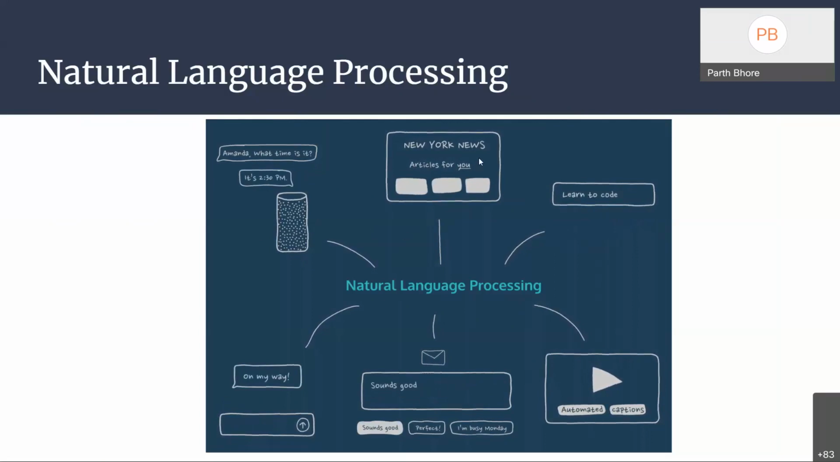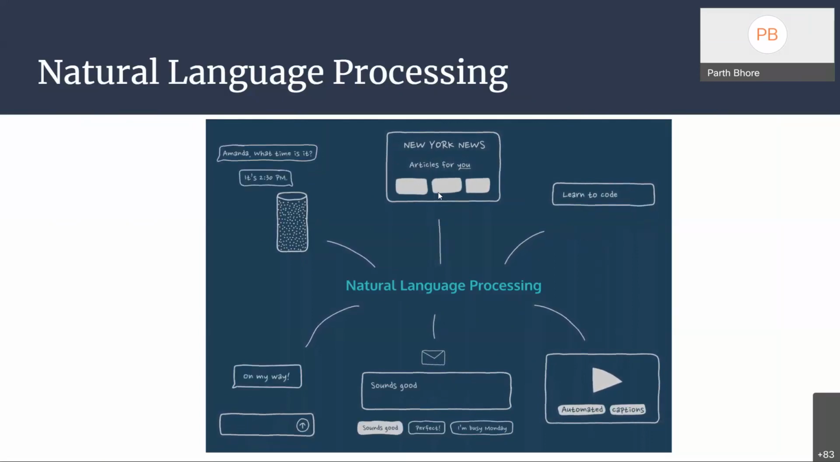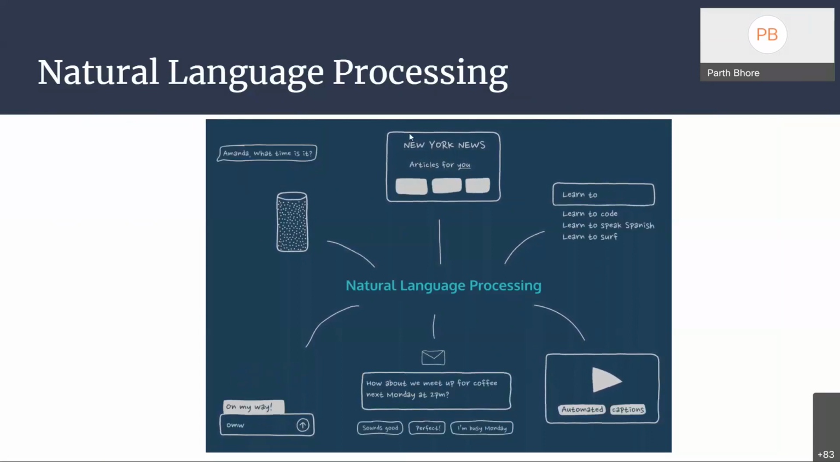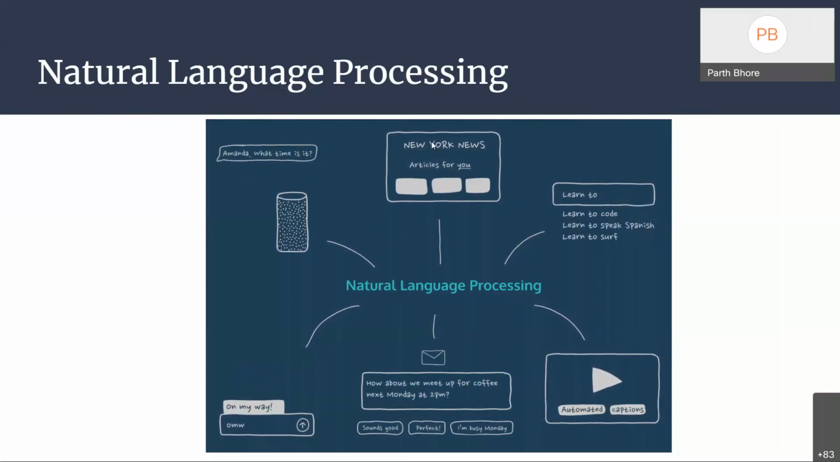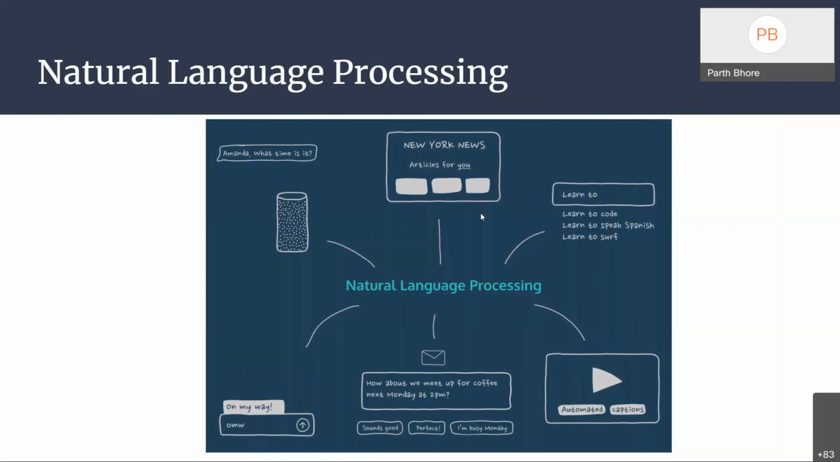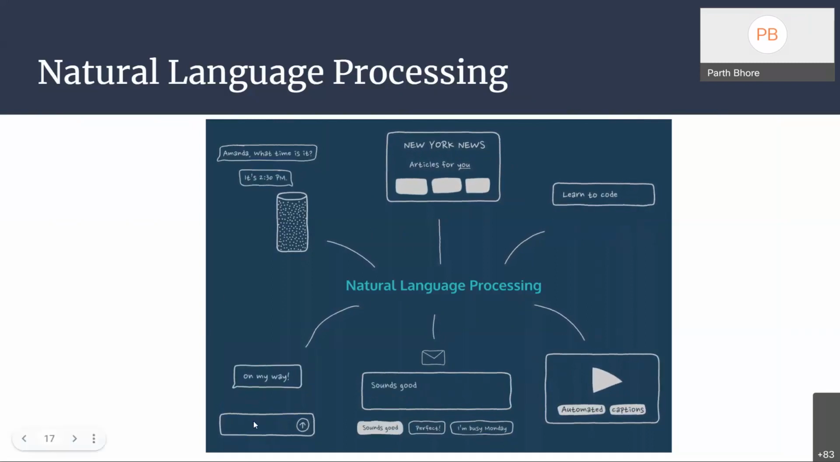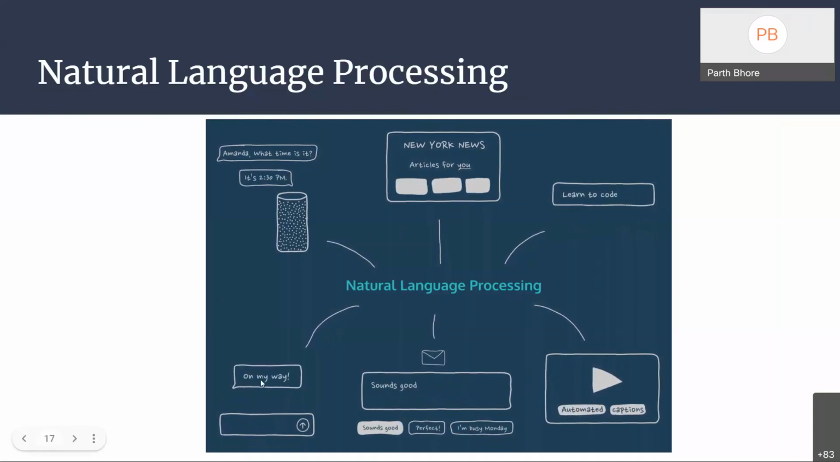Then it can recommend different news articles. It can also give us a short summary of different news articles; I already talked about summarization. Then at the bottom left, it can help us with smart recommendations. Like we just use some acronyms, like OMW, and it can type out the full form, on my way.